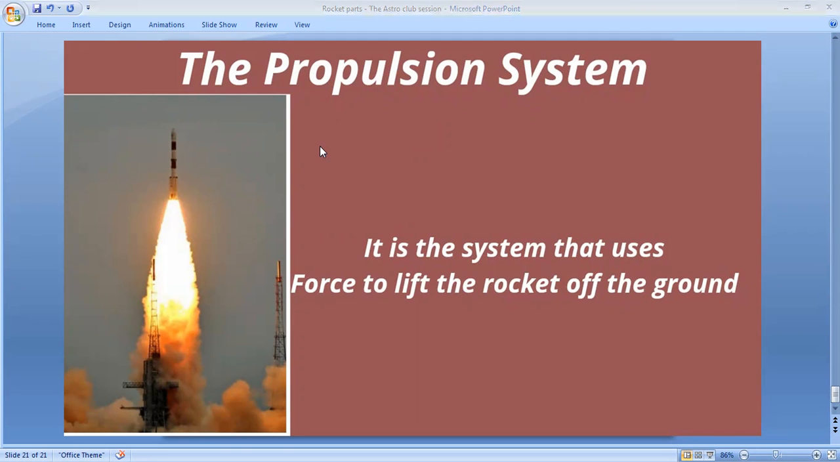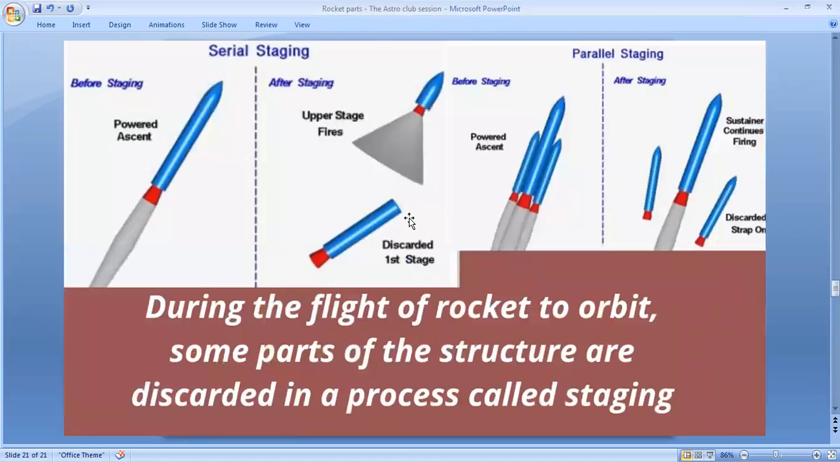Yes. So this is the complete information about rockets. In the previous session, we talked about the introduction of rockets, the uses of rockets, and the history of rockets. And in this session, we talked about the different parts of a rocket, the different systems: the structural system, the payload system, the propulsion system, and the guidance system.